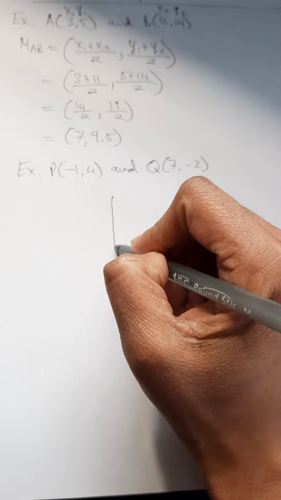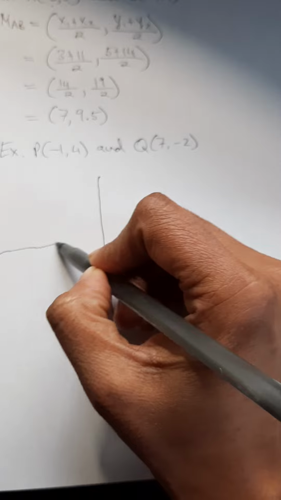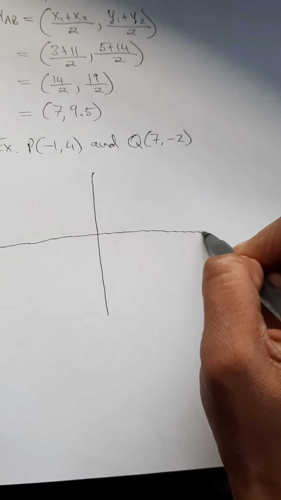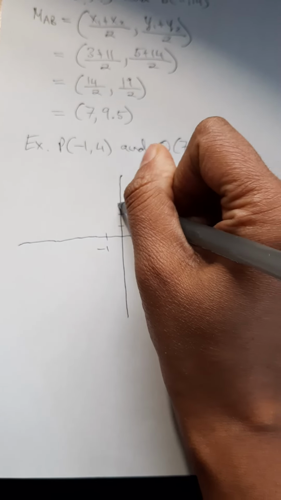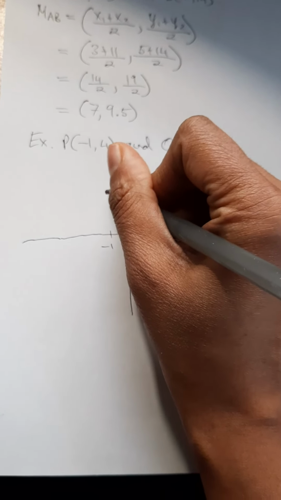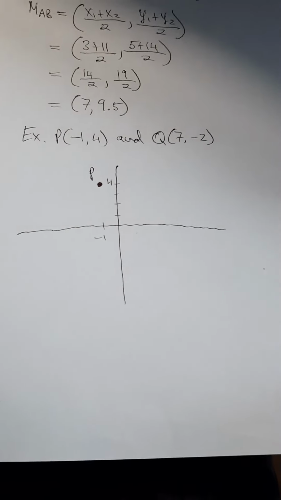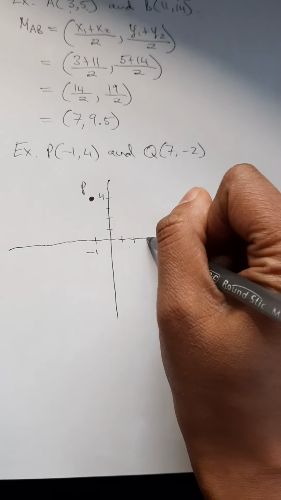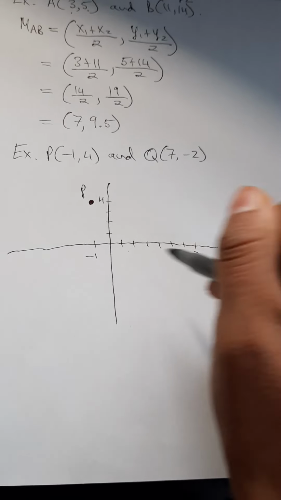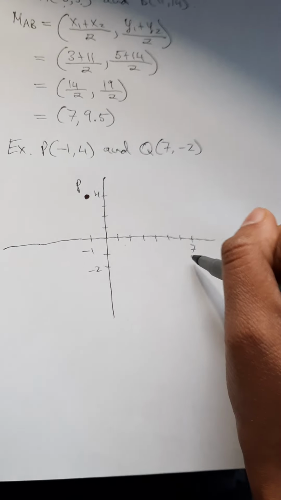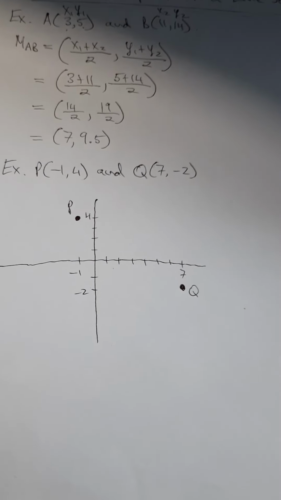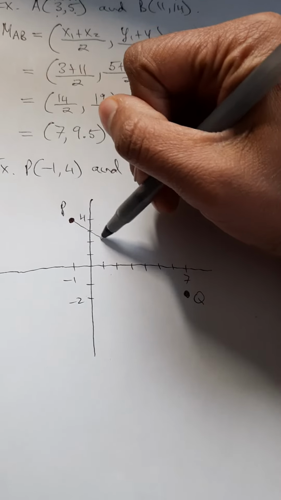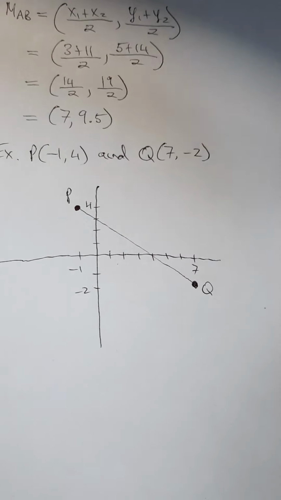So first, what we should do is just a really quick sketch here. And again, make sure you're using a ruler. So I have (-1, 4). Let's make a dot here. This is point P. Point Q is (7, -2). This is point Q right here. Everyone see that? Take your time, and you notice we're just going to join the two dots together.